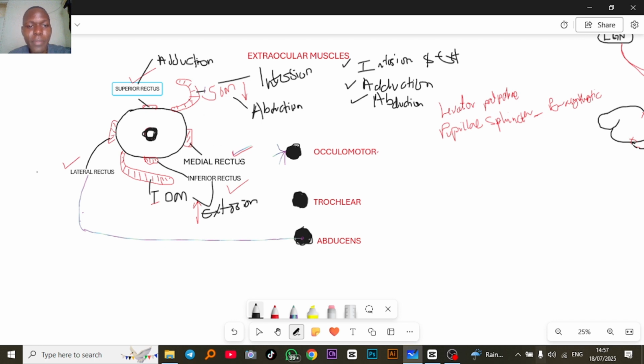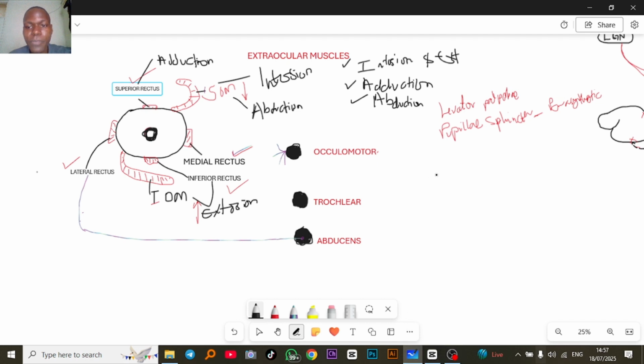So once again, the medial rectus, adduction; the lateral rectus, abduction; the superior rectus, elevation; the inferior rectus, depression. Then you go to the secondary functions. Both superior muscles intort the eye. Both inferior muscles, they do what? Extort the eye. When you look at the obliques, they abduct the eye, whereas the superior and inferior rectus adduct the eye. So those are the functions of the muscles.